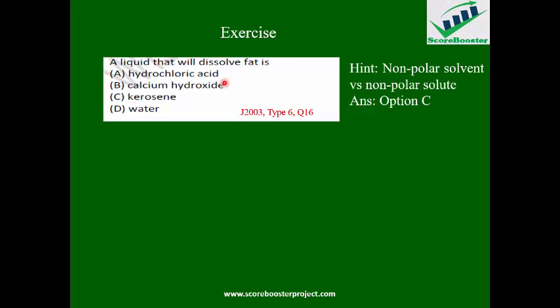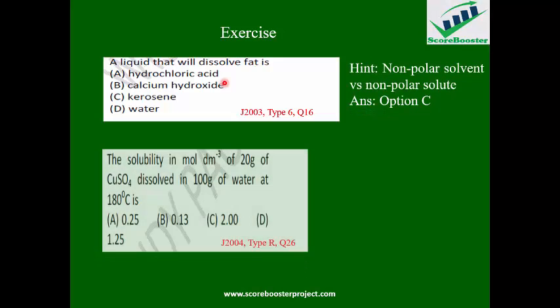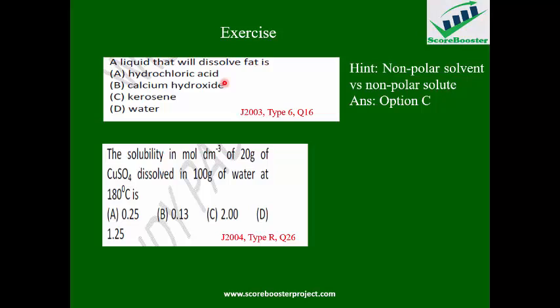Non-polar solvent versus non-polar solute. The solubility in mole per dm cube of 20 grams of copper sulfate dissolved in 100 grams of water is dash. Solubility is the amount of substance dissolved in 100 ml or 100 grams of water. So now the question is asking us to convert to 1000. How many grams of copper sulfate can be dissolved in 1000 grams or 1000 cm cube, that is 1 dm cube of water at 18 degrees? Just a matter of converting that.